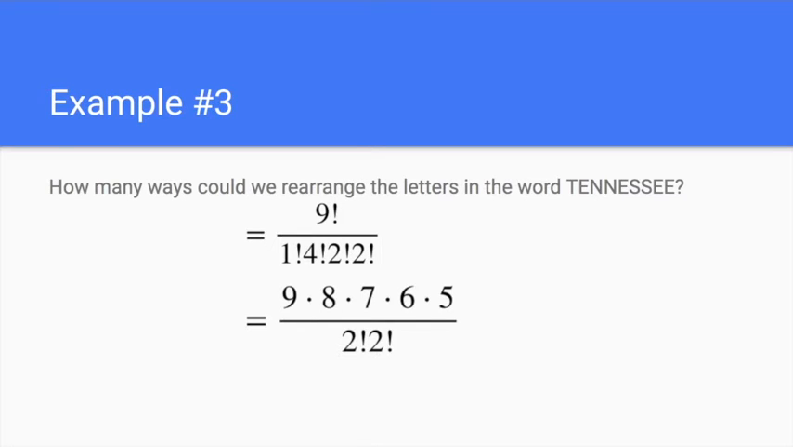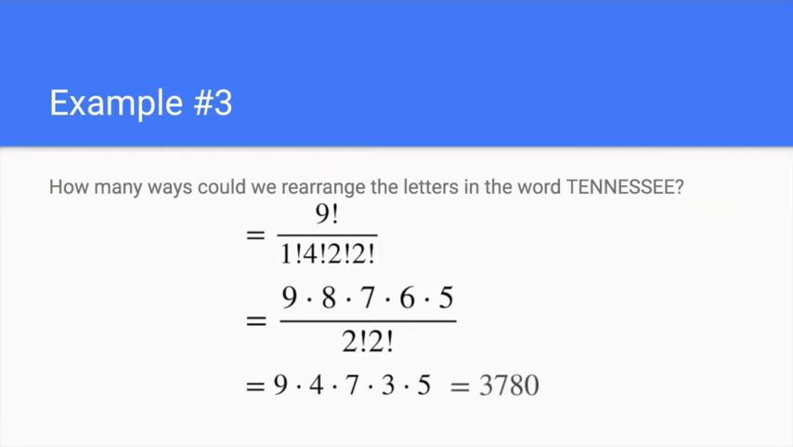Well, the value of 2 factorial is just 2. So I'm just going to take the 2 in the bottom, and I'm going to simplify it with the even numbers that are in the top. So that's going to give me 9 times 4 times 7 times 3 times 5. Okay, so 8 divided by 2 is 4, and 6 divided by 2 is 3.